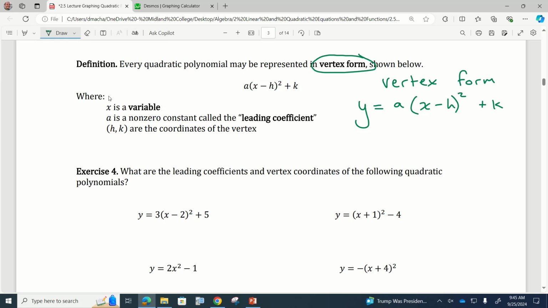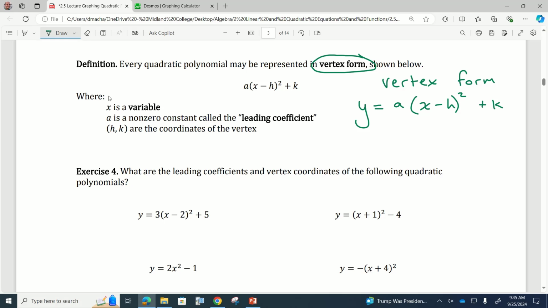The reason that works is because if you just have the y equals x squared function, your vertex starts off at 0, 0. And then if you want to move that vertex around, you subtract a number to move it right. You add a number to move it left. At the very end of the equation, you add a number to move the vertex up, and you subtract a number to move it down. That's how we ended up with this vertex form.